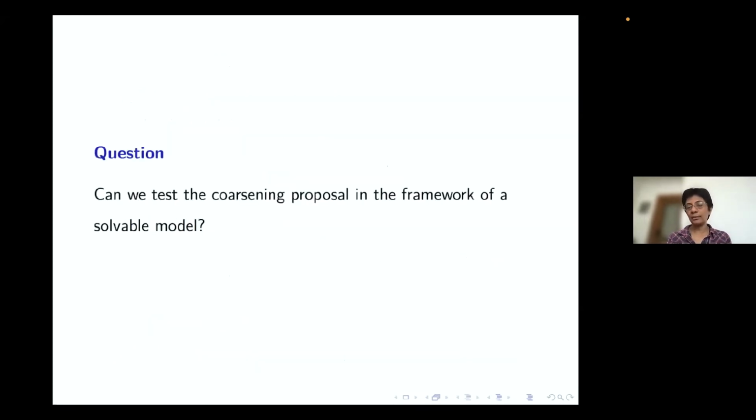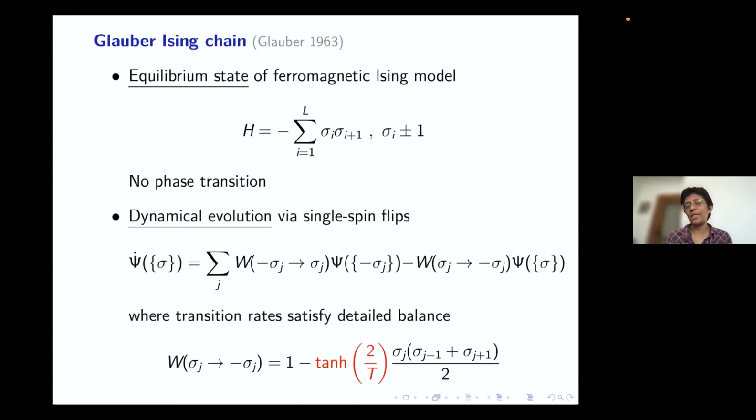So we had just a very small question. We just wanted to test this coarsening proposal in the framework of a solvable model, because everything else has been numerical and it's nice if things can actually be worked out. So we just worked with perhaps the simplest model you can imagine, which is simply the Glauber Ising chain. This is just a one-dimensional Ising chain, and the dynamics are through single spin flips. The master equation was the standard master equation, where the rates are the Glauber rates, in which the temperature enters in this manner, tanh(2/T).